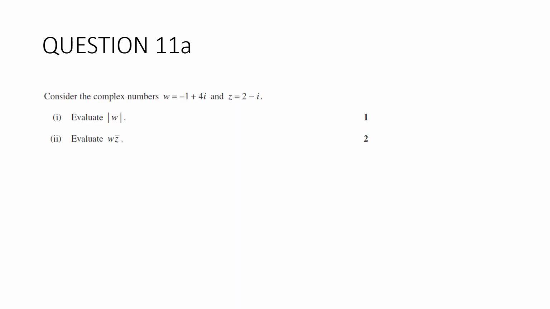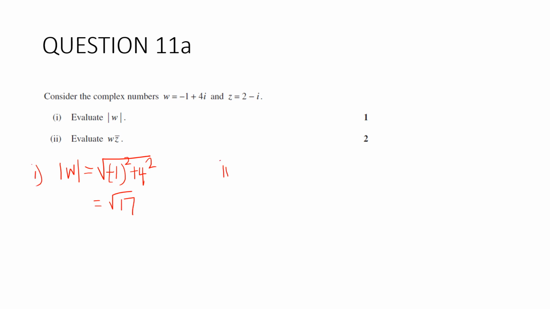Question 11a. Consider the complex numbers w equals -1 plus 4i and z equals 2 minus i. Part 1, evaluate the modulus of w. So the modulus of w, of course, is going to equal the square root of (-1) squared plus 4 squared, which is the square root of 17.